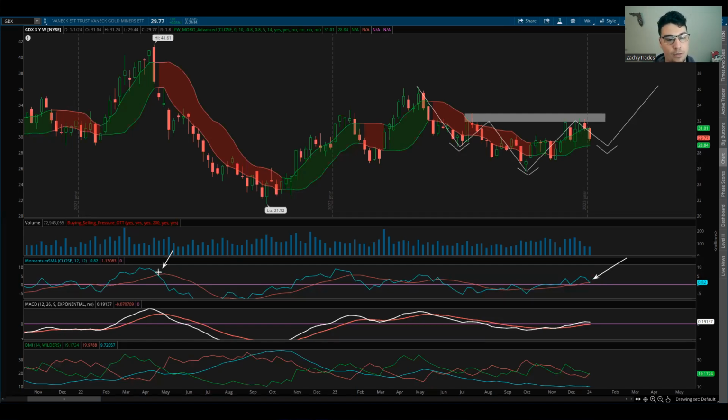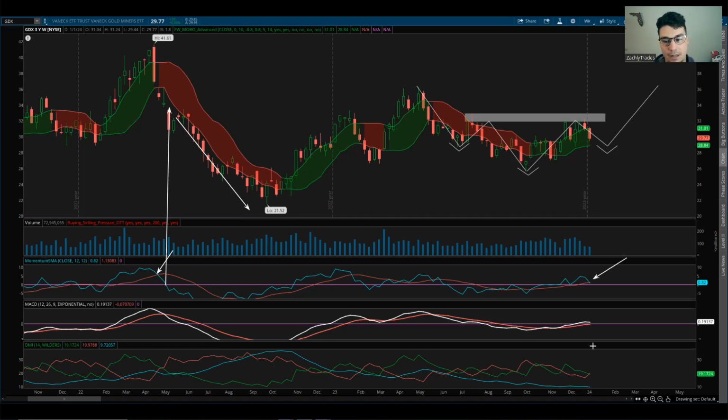You can see here when we got the initial cross below the red line, that was a signal that, hey, momentum's shifting bearish, and then it got below the purple line, which is zero, and that's really when the sell-off got much stronger, right? And you can see that we had a very significant sell-off after that. So that's something you want to pay attention to.